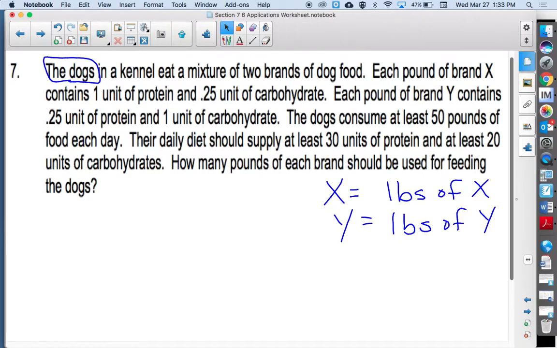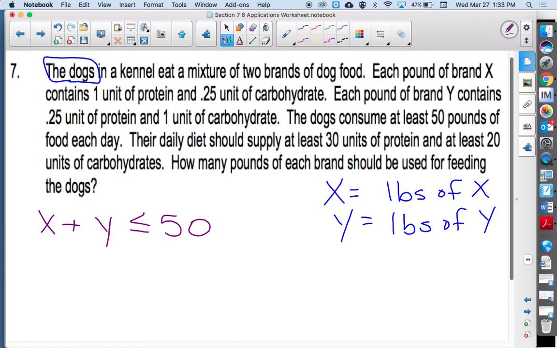Kate, do you want to take a shot at it? So I had X plus Y is less than or equal to 50. And that would be because that's the units of weight. You're really close. It says at least 50 pounds of food each day. Oh, is it pounds? You're right. It's just this little symbol here. Between the two types of dog food, the dogs are going to eat at least 50 pounds. So X plus Y is greater than or equal to 50.